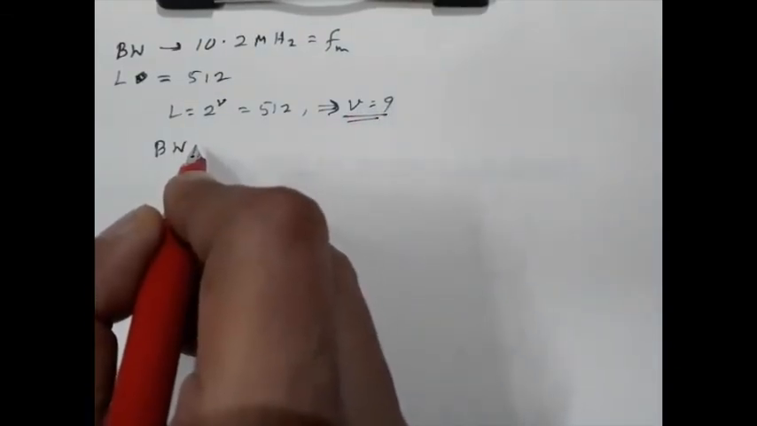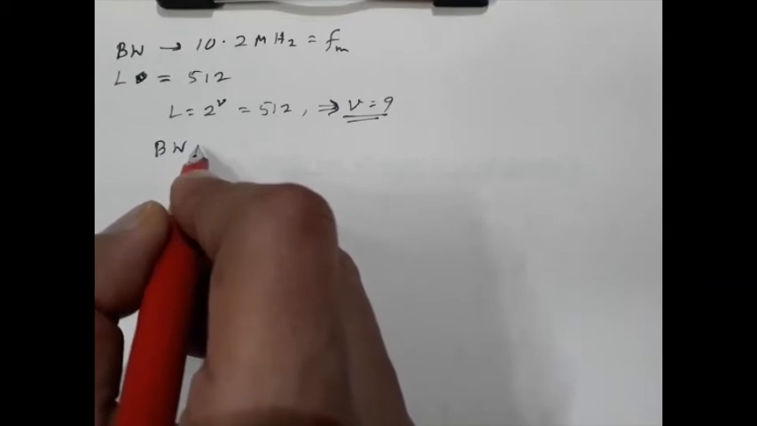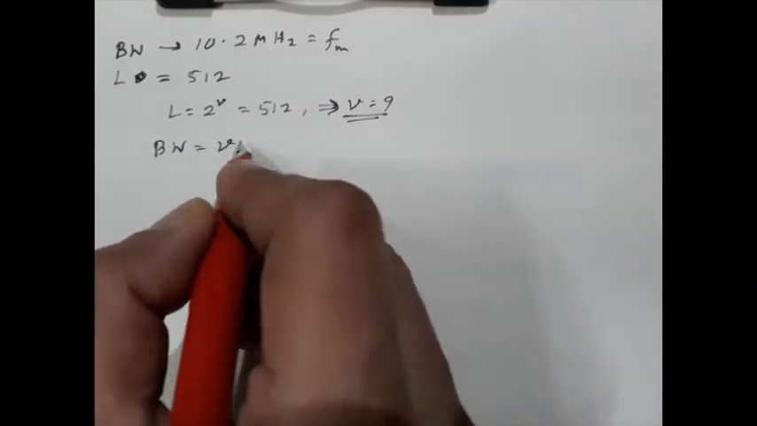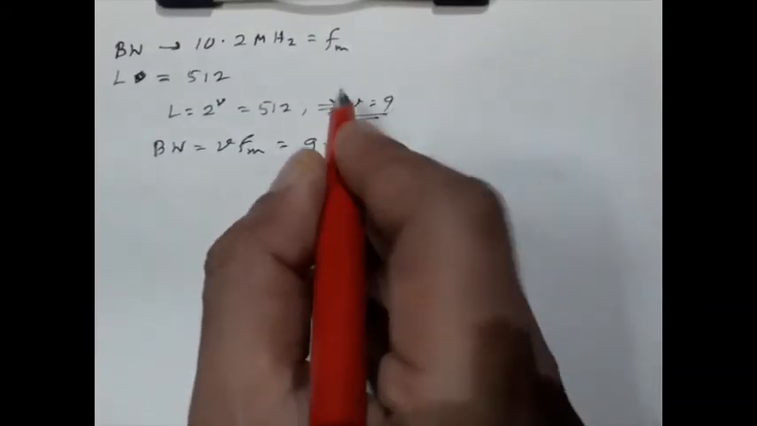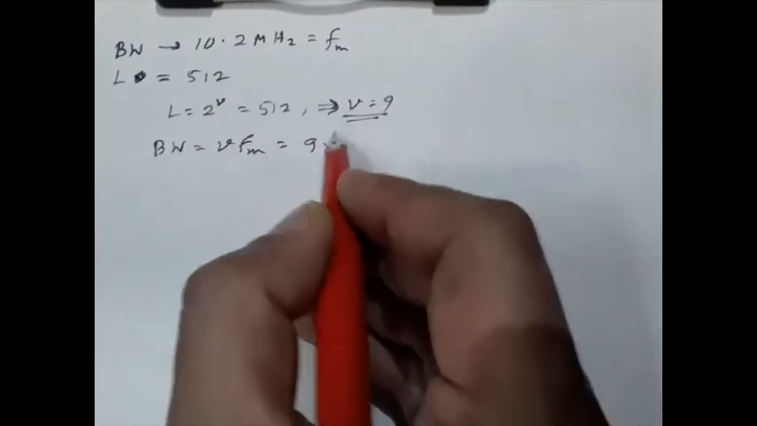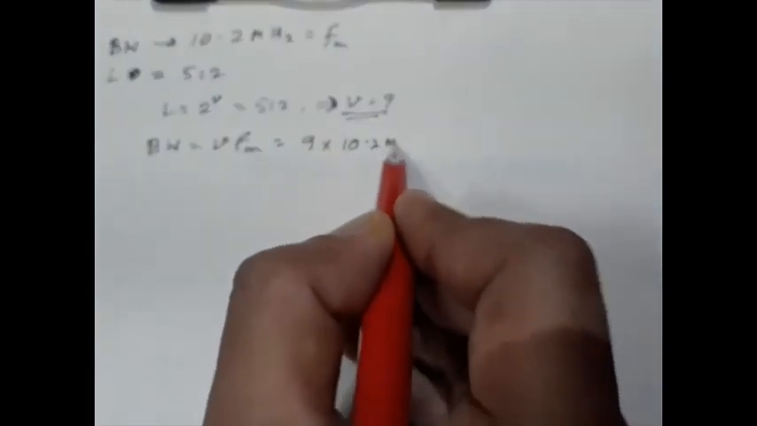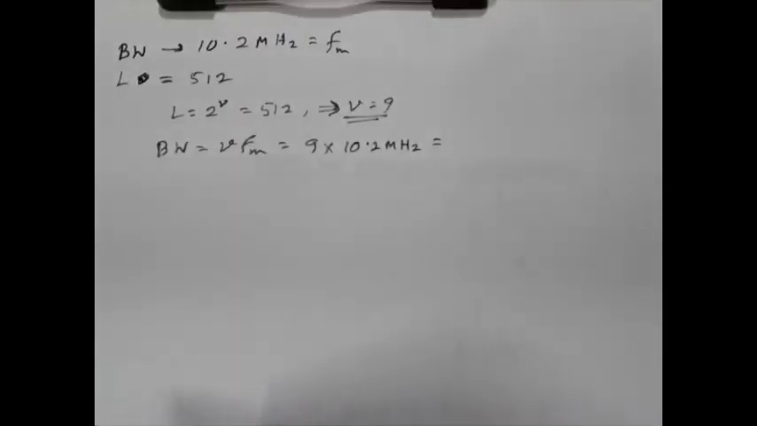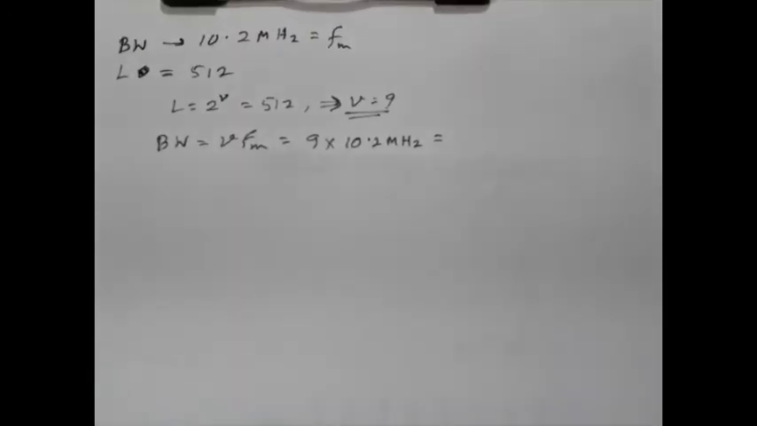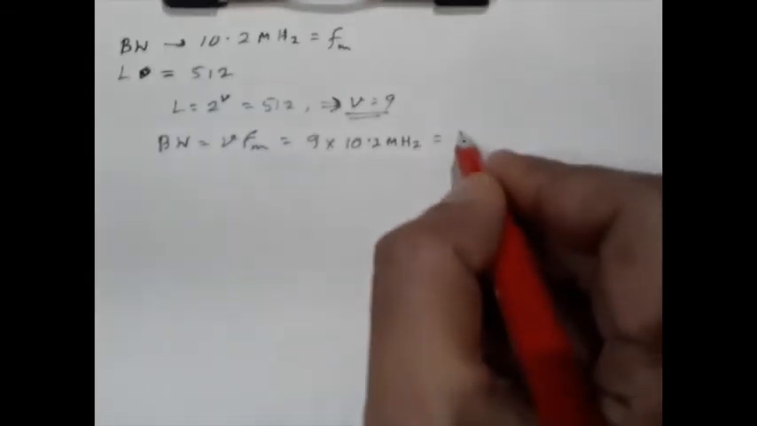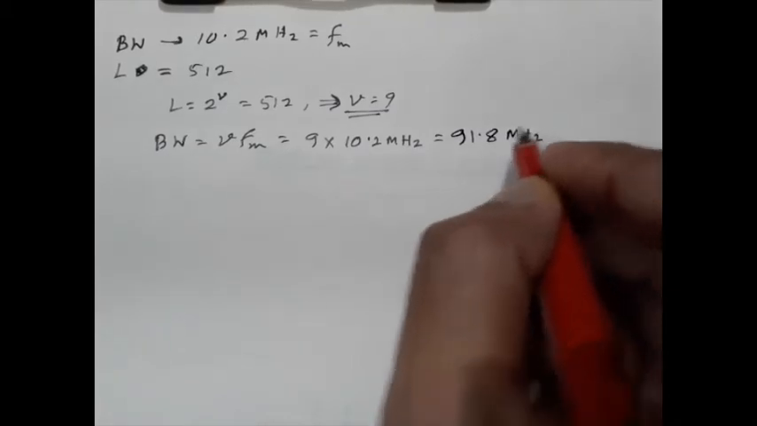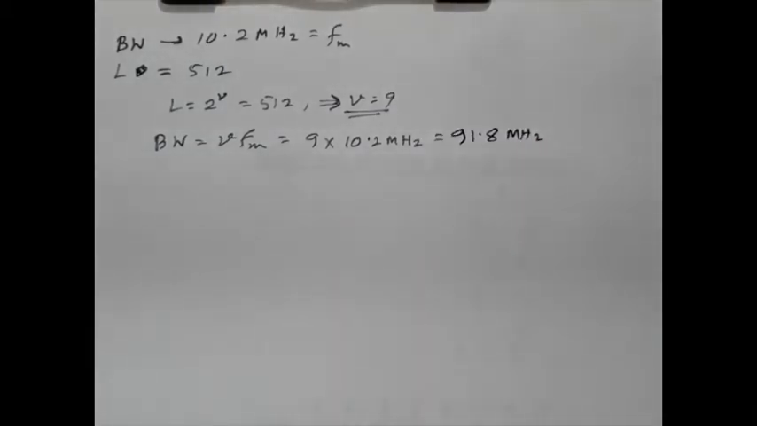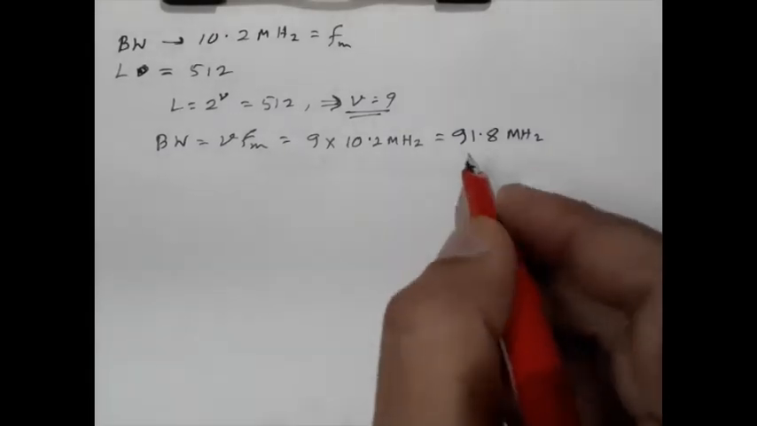Now we have to determine the bandwidth of PCM, transmission bandwidth. So bandwidth is equal to v into fm, that is equal to 9 into 10.2 megahertz, that is 91.8 megahertz. So this is the answer of the second question.